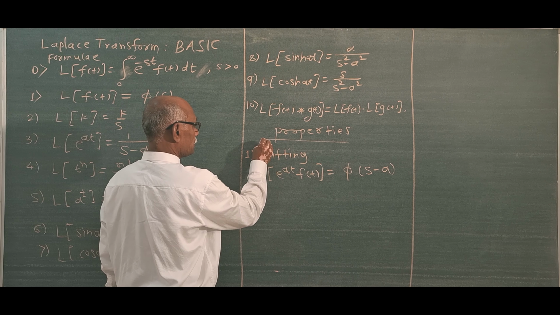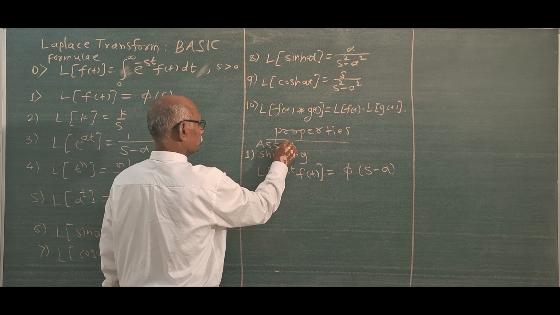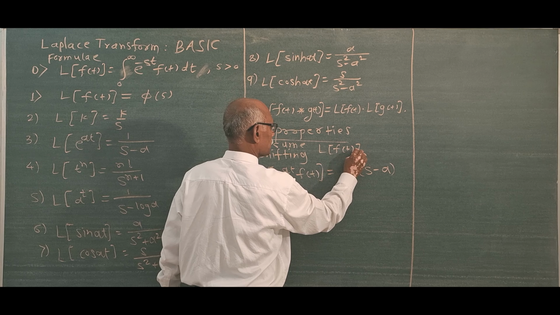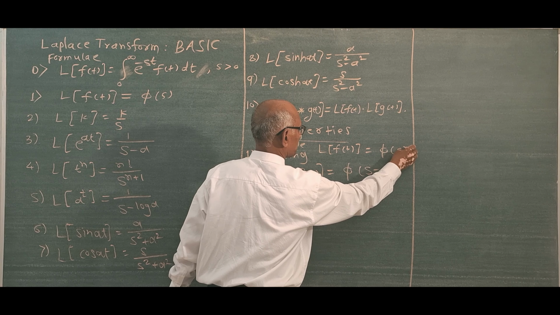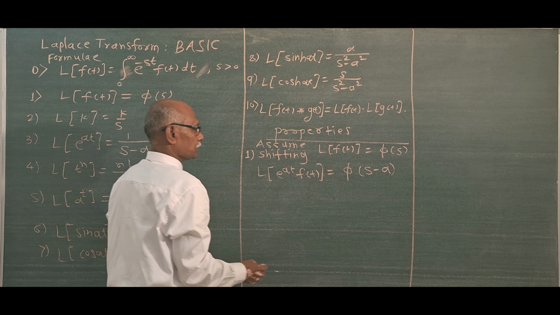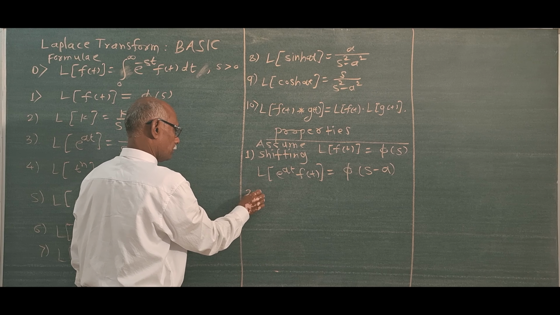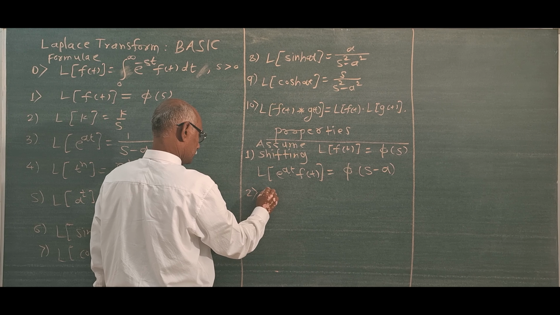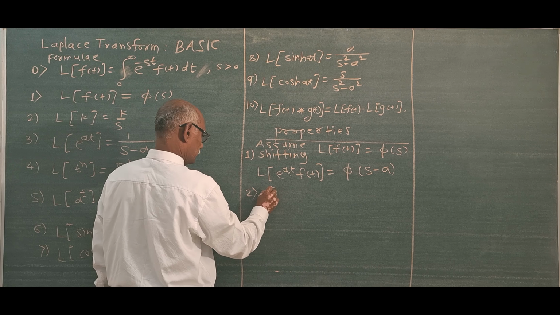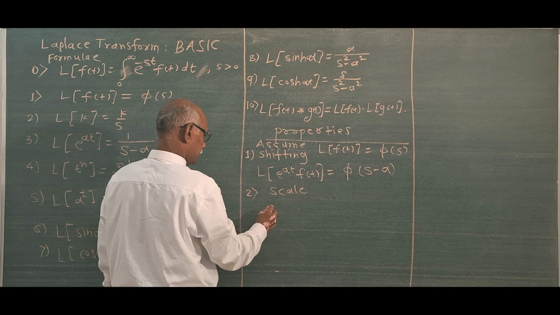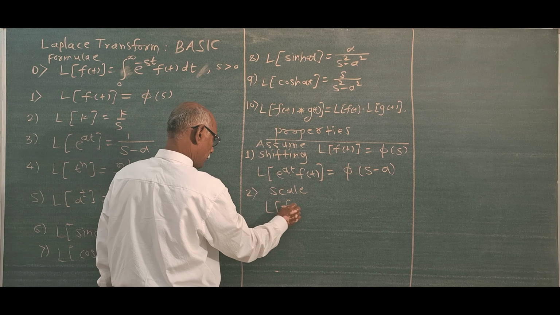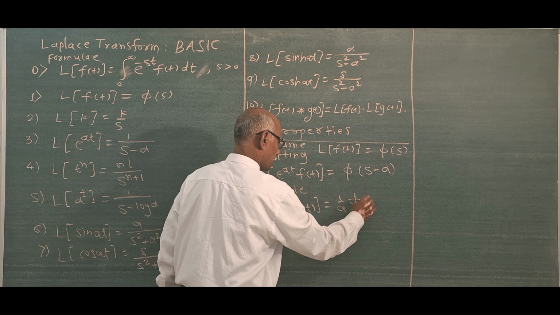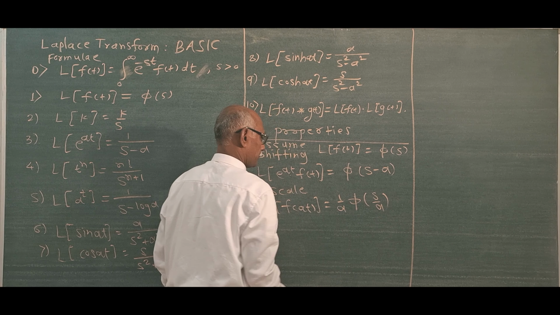Here we have assumed that Laplace of f of t is equal to phi of s. This is the assumption, and then things happen. Number 2, it is called the change of scale property. Laplace of f of at is equal to 1 by a into phi of s upon a.